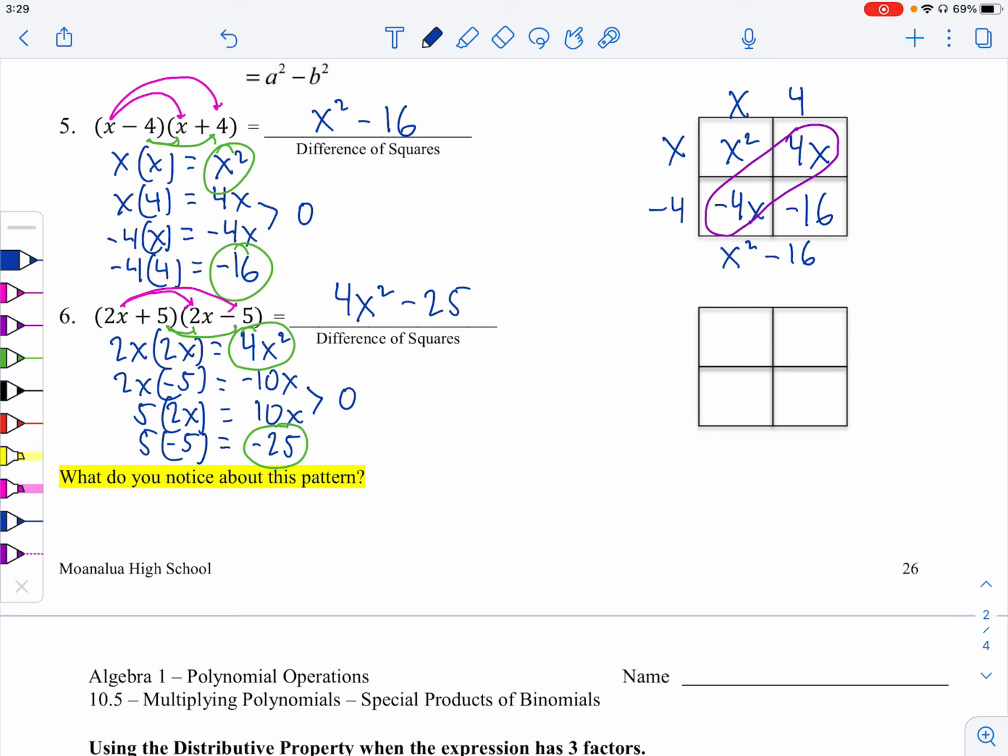All right, so these are difference of squares. When they start off like this, identical, but one is addition, one subtraction, our middle terms are always going to cancel out. Right? So identical, one addition, one subtraction, the middle term will always cancel out. And this is called difference of squares as a solution.